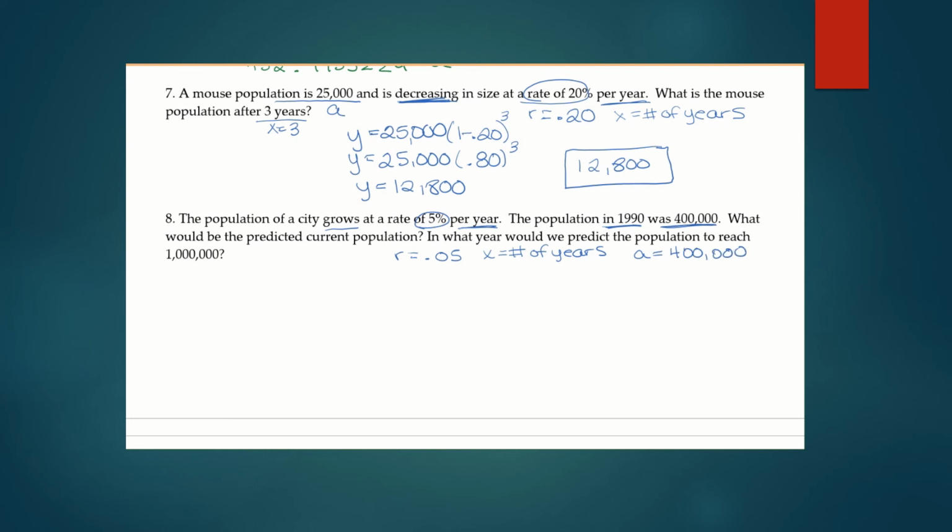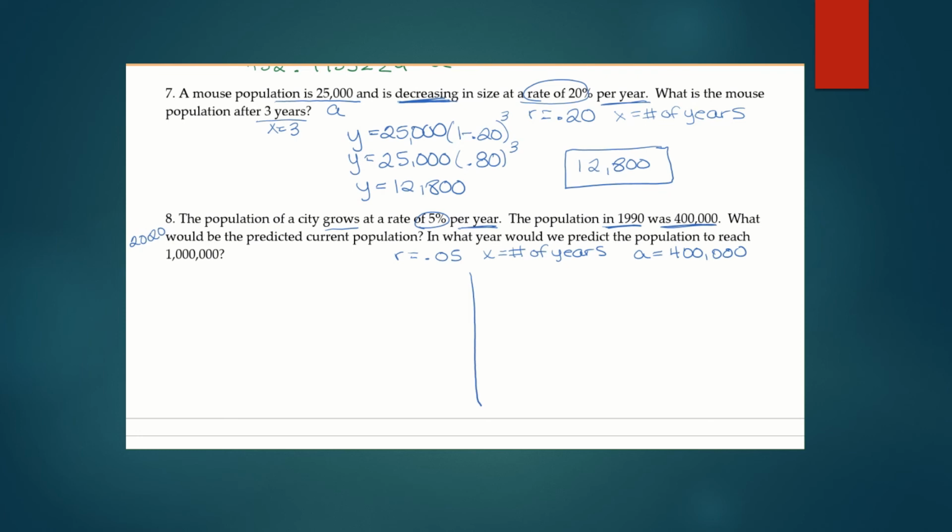What would be the predicted current population? Okay, let's start there because this is a two-part question. So I'm going to split my page in half here to answer each one. So what would be the predicted current population? Okay, so what year is it? It's 2020.